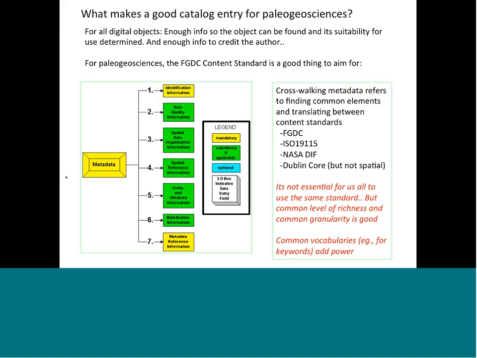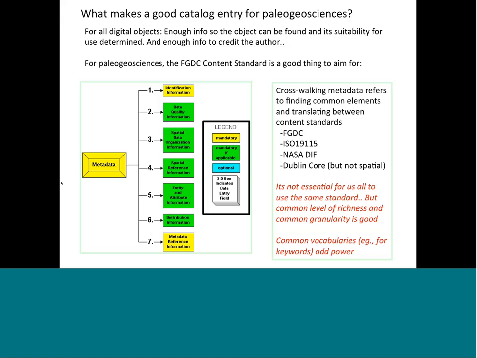So there are many different standards. FGDC is only one. And crosswalking metadata refers to finding common elements and then translating between different content standards, such as FGDC, ISO 19115, the NASA DIF standard, and Dublin Core, although Dublin Core in its skinniest version does not have spatial information. So it's not essential for all of us to use the same standard, but a common level of richness and common granularity is good.